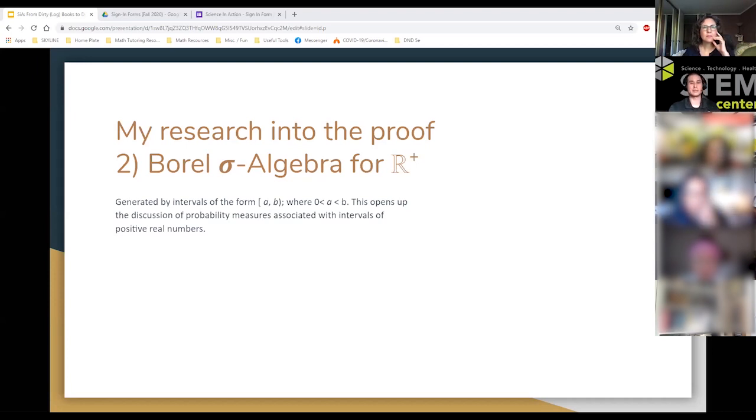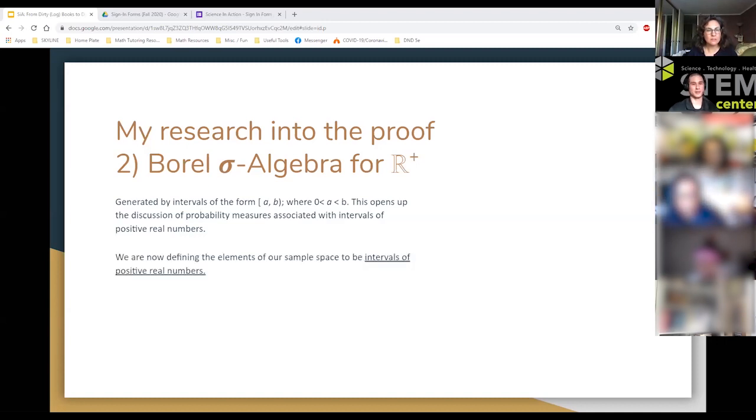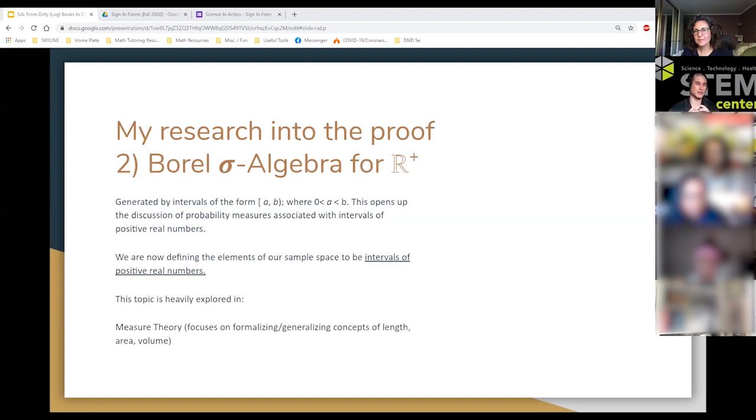0 is less than A is less than B. This opens up the discussion of probability measures associated with intervals of positive real numbers. In essence, we're now defining the elements of our sample space to be intervals of positive real numbers. Now, a Borel sigma algebra not only in this realm holds significant value, but it's also heavily explored in topics like measure theory, which focuses on formalizing or generalizing concepts of length, area, volume. It's like the theory of measurability, okay? It's also used in topology, which is the study of geometric properties and spatial relations.